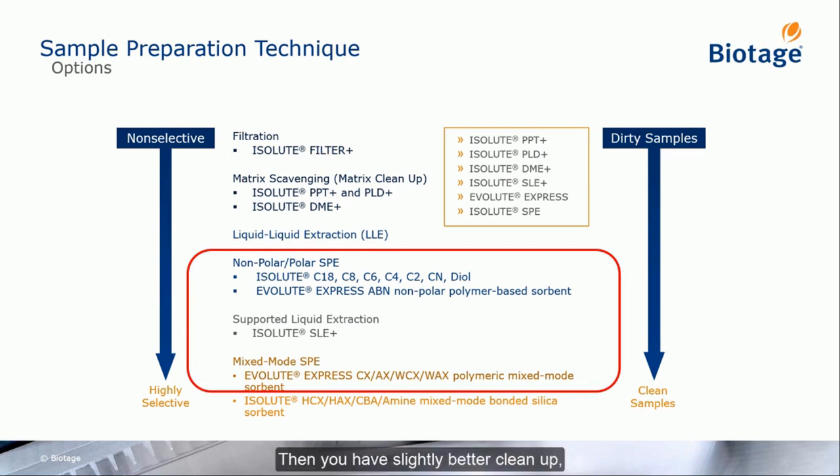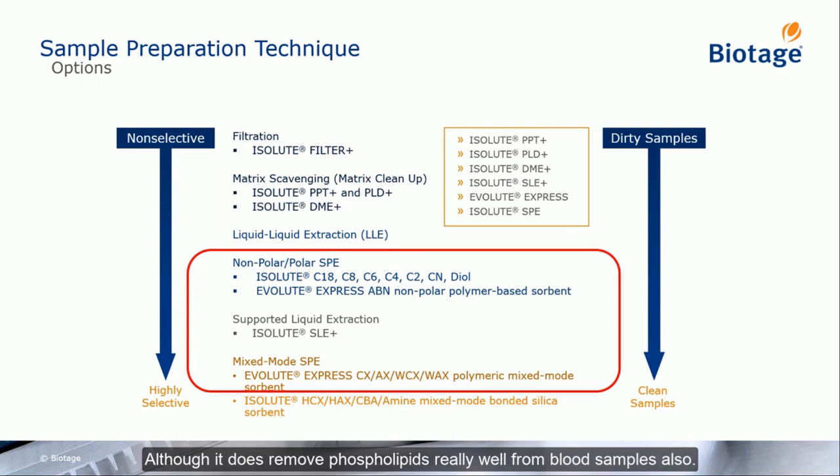Not something that we've done a lot with blood. And then you have slightly better cleanup, where you have the various matrix scavenging. So your PPT Plus, which is protein precipitation, PLD Plus is the phospholipid depletion. And then specifically for urine is the DME Plus, although it does remove phospholipids really well from blood samples also. So there's some improved cleanliness over the filtration.